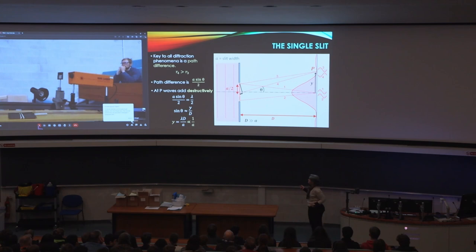So the bigger the slit, what can you tell me about the pattern? It's narrow, it's more squished together. I'm using lots of technical terms today. Squished together, all those sorts of things.